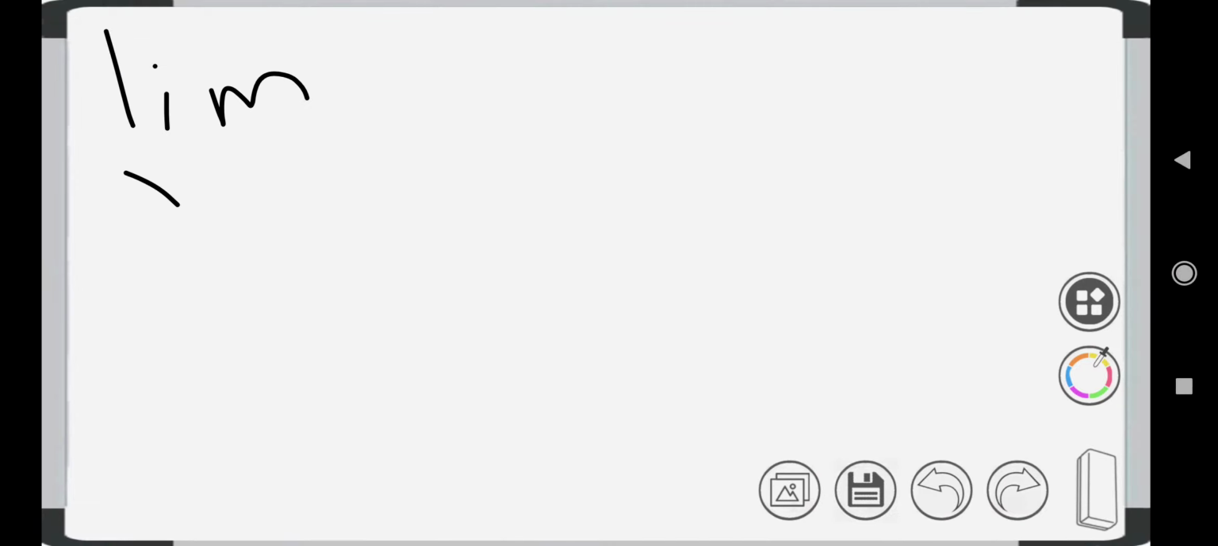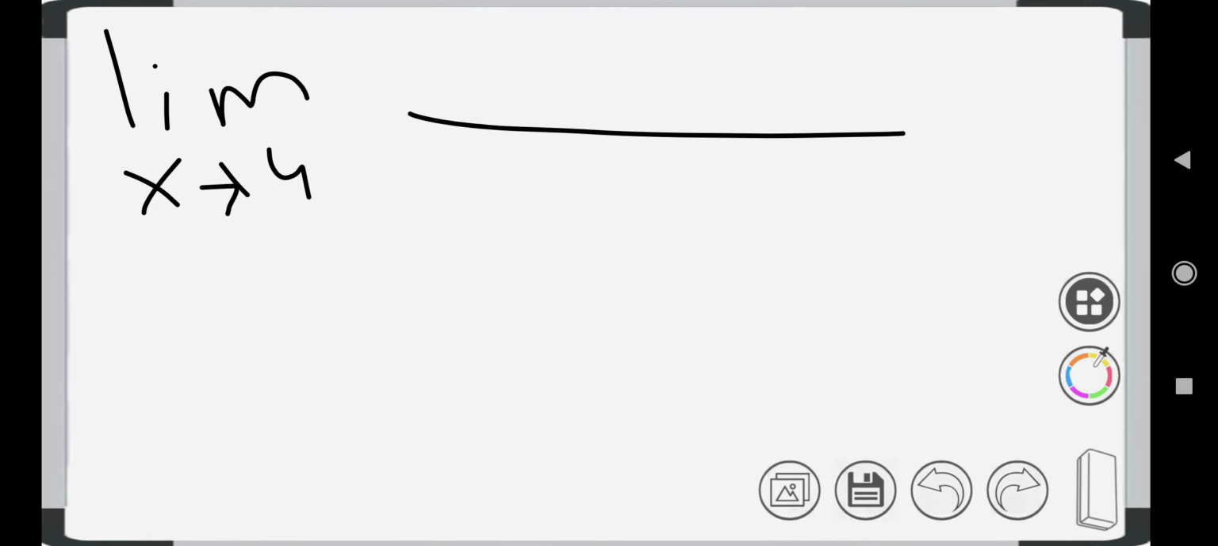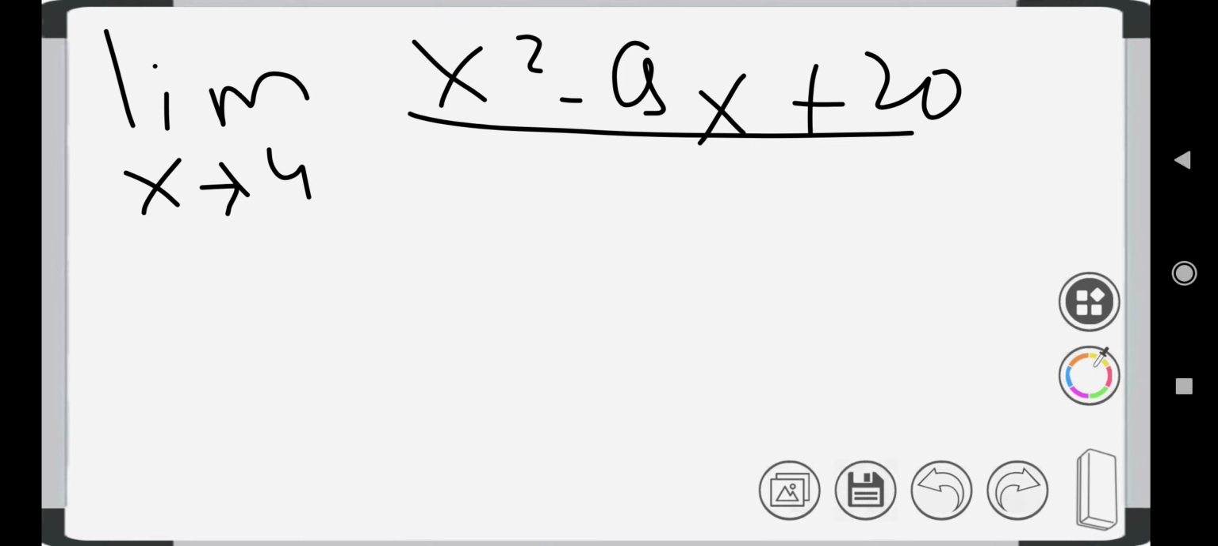We have a limit where x approaches 4 in the function x squared minus 9x plus 20 divided by x minus 4. Usually how you do limit equations is you just plug in the value that x is approaching. But if you were to plug x equals 4 into this equation, you will be getting a 0/0 situation. You can actually check, try to plug in 4, you'll be getting 0/0.